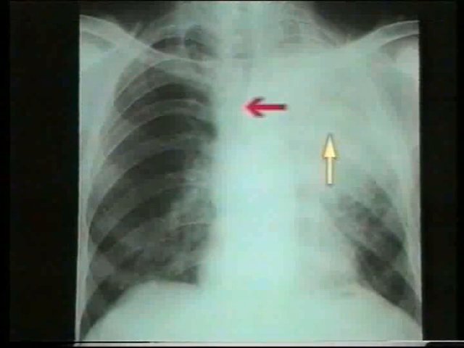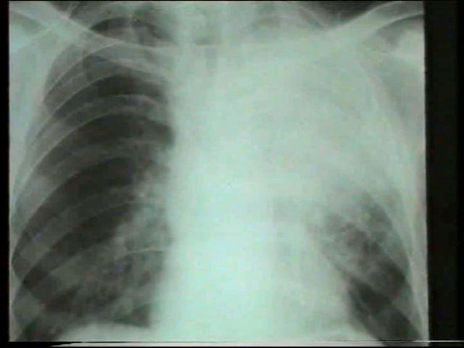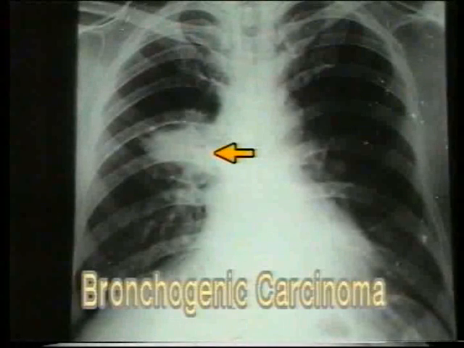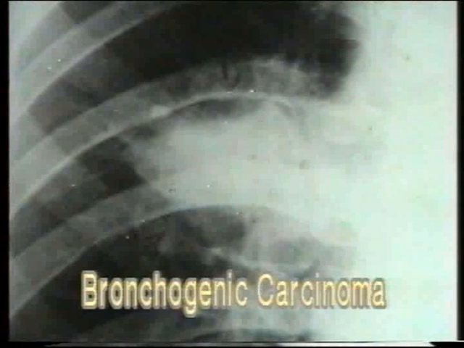In the close-up view, note the dense homogeneous nature of the shadow and how it spreads into the neighboring lung tissue. This is another X-ray showing a dense homogeneous opacity at the right hilum. It is not related to any particular lung segment and is spreading into the lung tissue. In a close-up view, note its density and note that it does not have a sharp border. It is spreading into the neighboring tissues. This is a typical shadow of bronchogenic carcinoma.